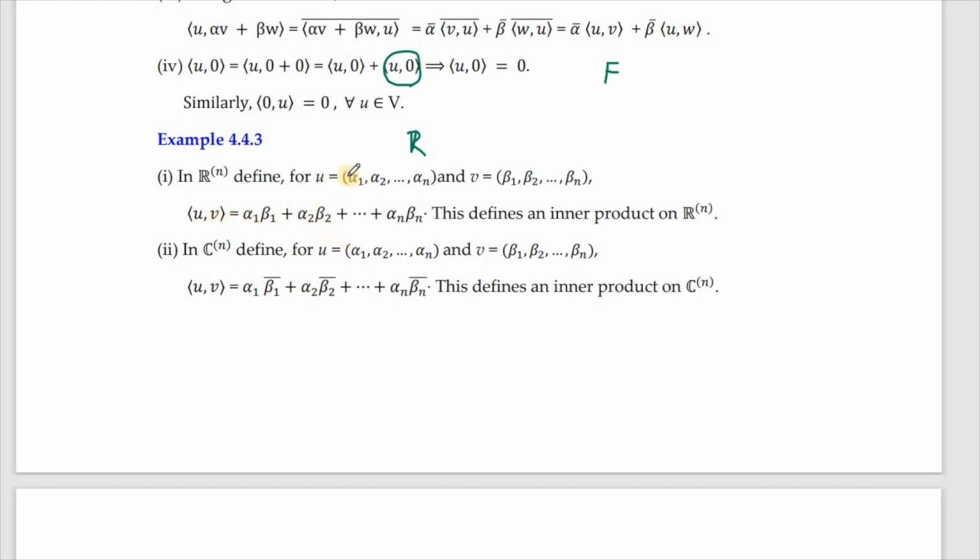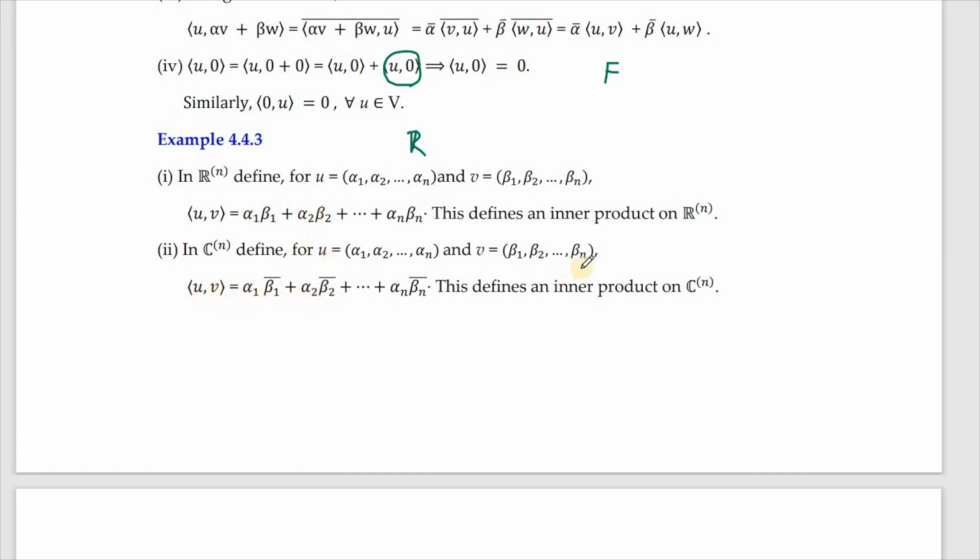So you just multiply coordinate-wise and then sum up. When you add them up, you get the inner product. The inner product of two vectors is always a scalar. In the same way, C power n, that is the collection of all ordered n-tuples where each component is a complex number. In that case, how is this inner product defined?